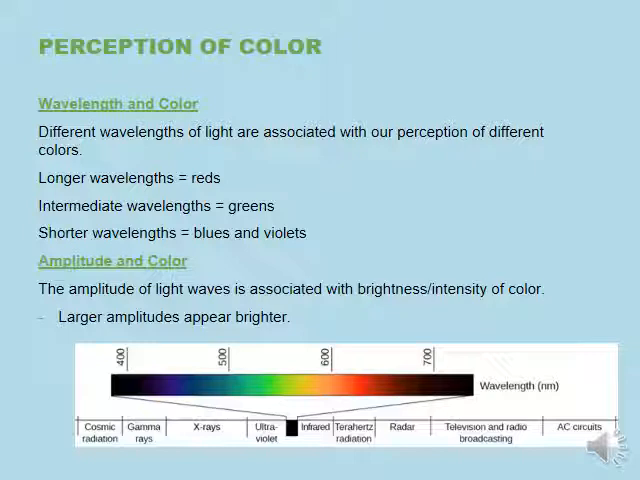So initially you can see the initial intensity, the amplitude and color. The amplitude of light waves is associated with brightness as well as intensity of color. Larger amplitudes appear brighter.